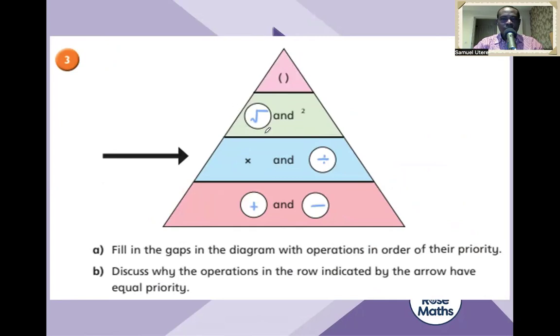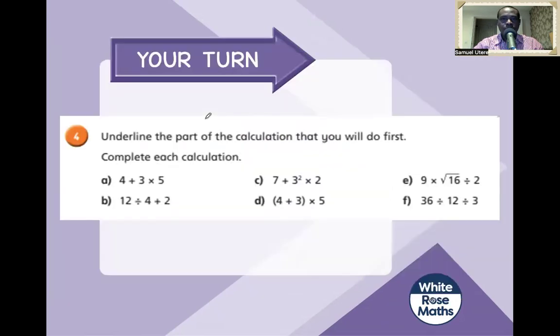Question 3. They have equal priority because of what we know about order of operations. In any calculation, multiplication and division have equal priority. And then here are the order of operations. So you could have used BIDMAS to think about what we've done to complete this pyramid. All right, pause the video and answer question 4 in 4 minutes.